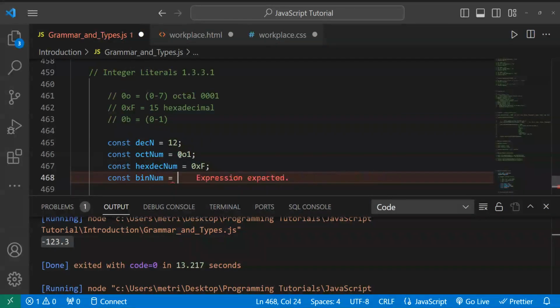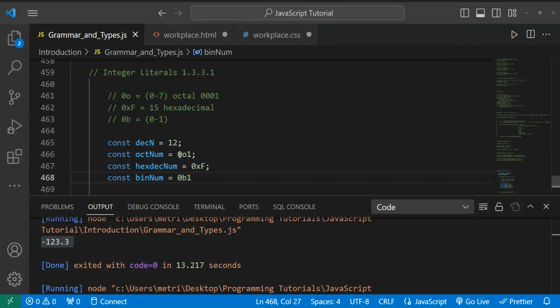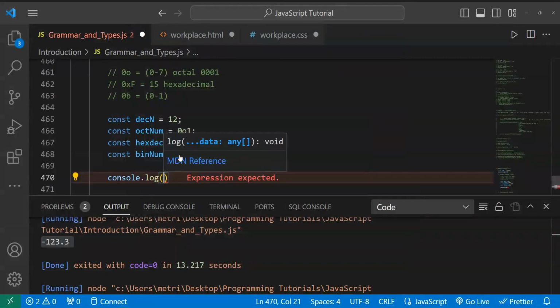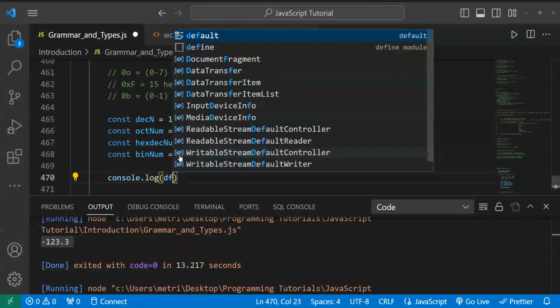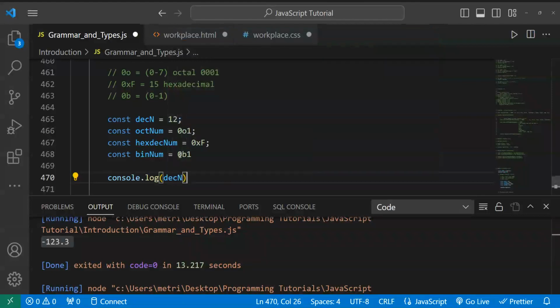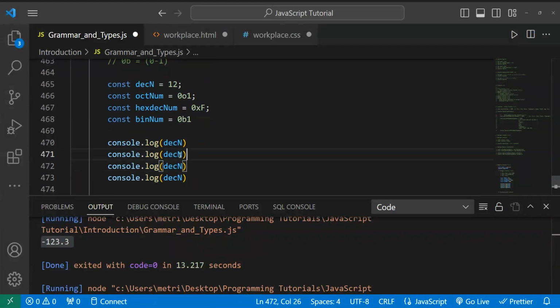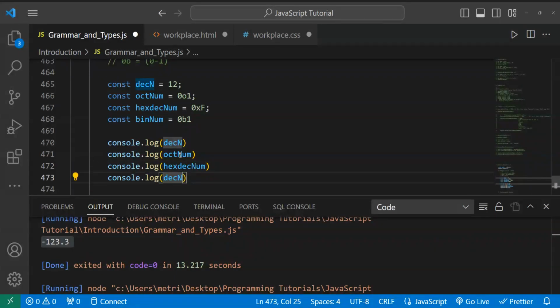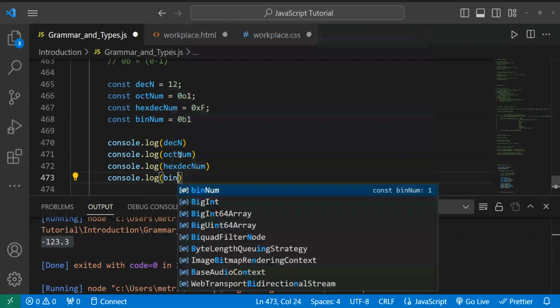We can just call it like 0, 0, b, and 1. We can just say like this. Now I want to output all of this stuff. We can just put their decimal number, let's say this, and let's make 4 times like this. The second one was octal number, right? The third one is hexadecimal number, and the last one is binary number.